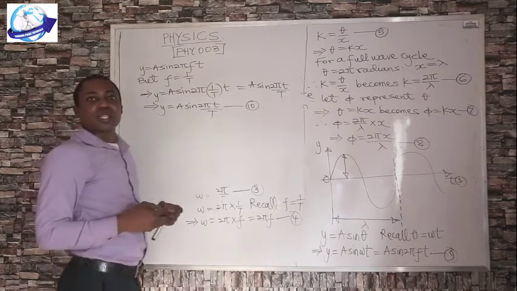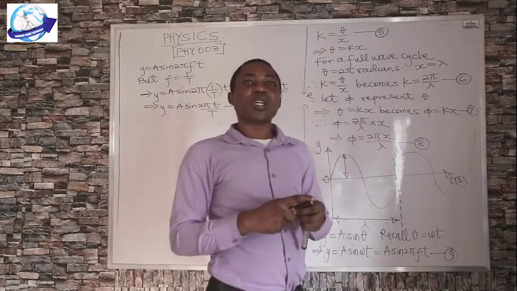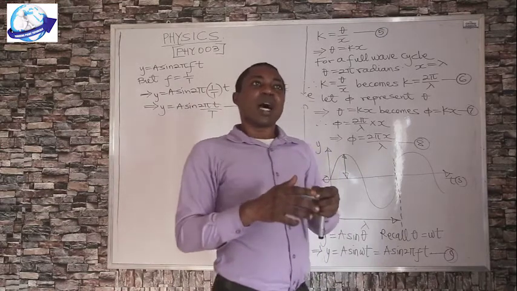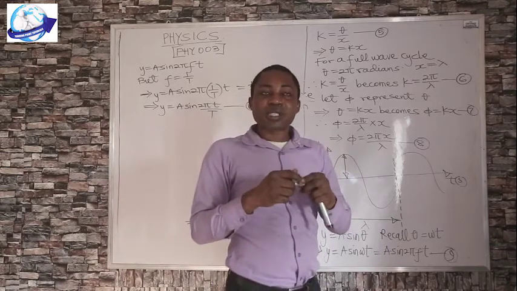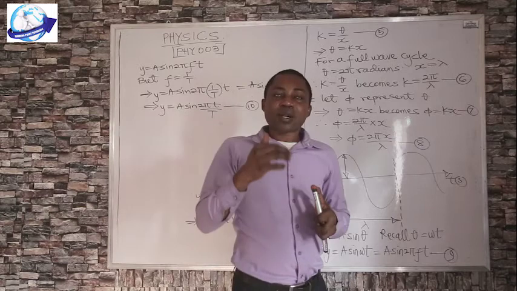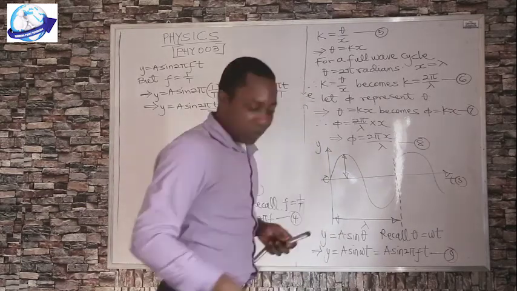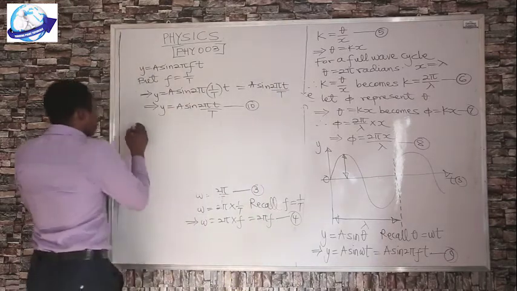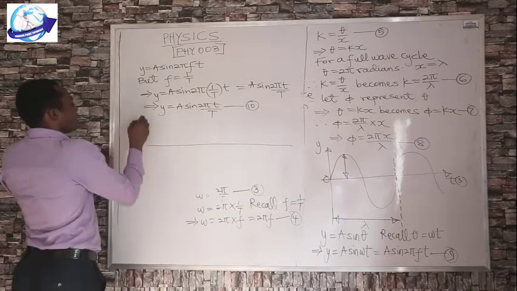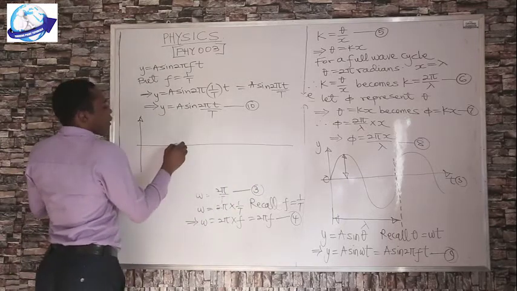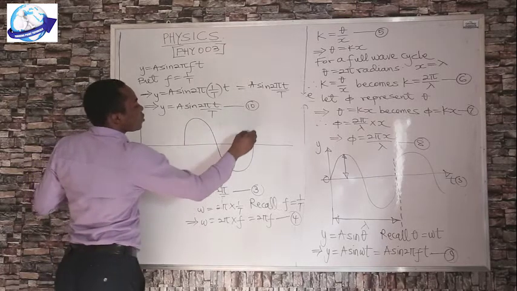But there's a case whereby the wave starts after the origin. That is, the wave now starts after the time counting time. That means the time has started to count before the wave started its motion. Now let's consider this diagram here. Let's see an illustration. If we have it like this, the wave rises at this very point and goes down continuously.